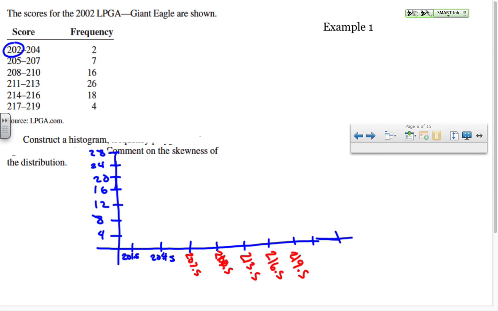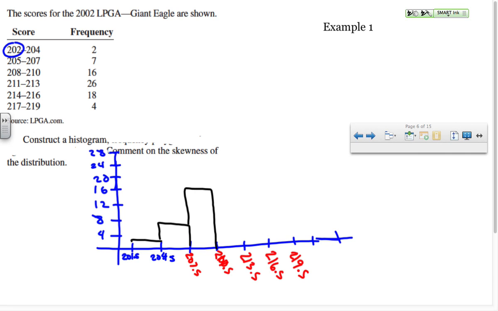So from 201.5 to 204.5, there was only 2. So this is a small bar, about half this size. Then the next one is 7, so it's almost to the 8. I'm freehanding this, so it's not perfect. This one goes up to 16. Okay? This one goes up to 26.